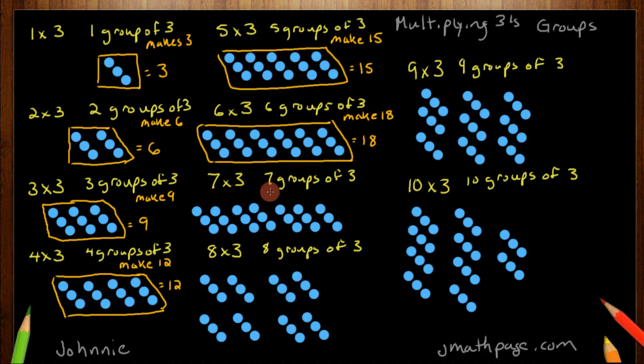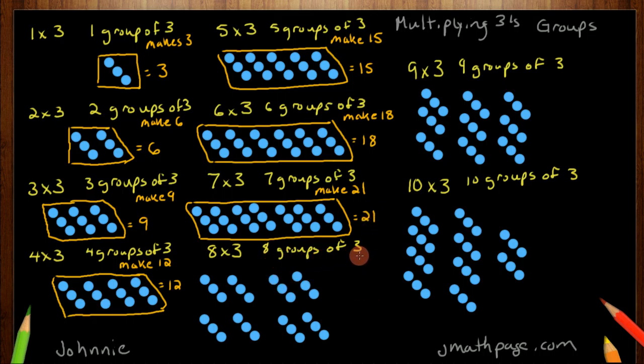7 times 3, 7 groups of 3. All right, how many here? Let's count them all together. 3, 6, 9, 12, 15, 18, and 3 more make 21. So 7 groups of 3 make 21. We can also say that 7 times 3 equals 21.